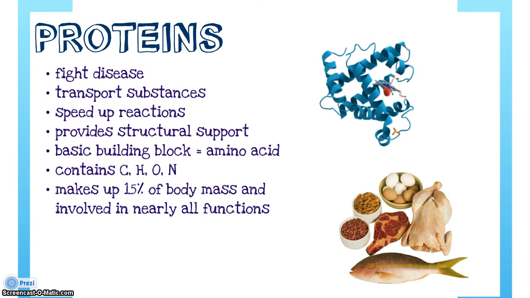The basic building block of a protein is something called an amino acid. It has four elements in it: carbon, hydrogen, oxygen, and nitrogen. It makes up 15% of your body mass and is involved in nearly all functions. This is why proteins are super, super important for us.